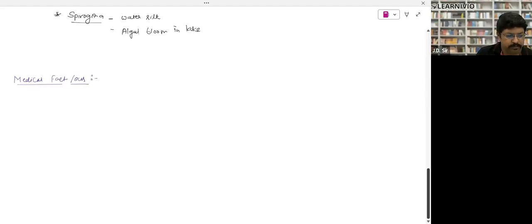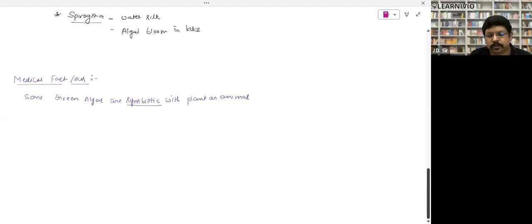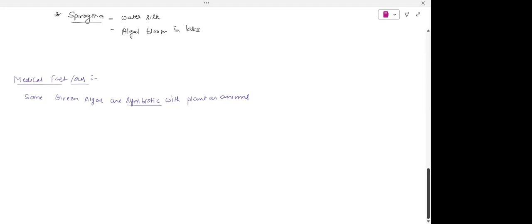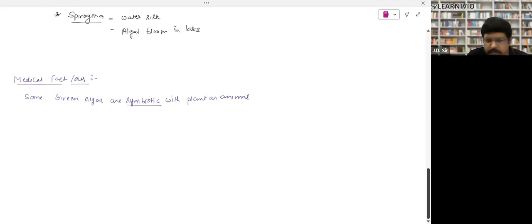Look, some green algae are symbiotic with plants or animals. What is a symbiotic relationship or symbiosis? Martin, what is a symbiotic relationship or symbiosis? It's like this, depending on an organism. Sorry, depending on an organism, like using a host. I mean, what is the symbiotic relationship? How will you define it? What is symbiosis?